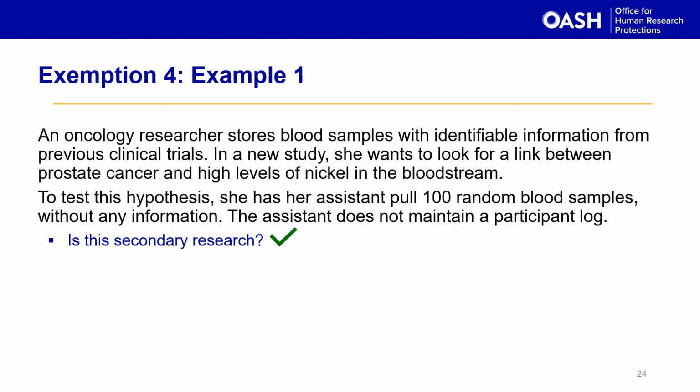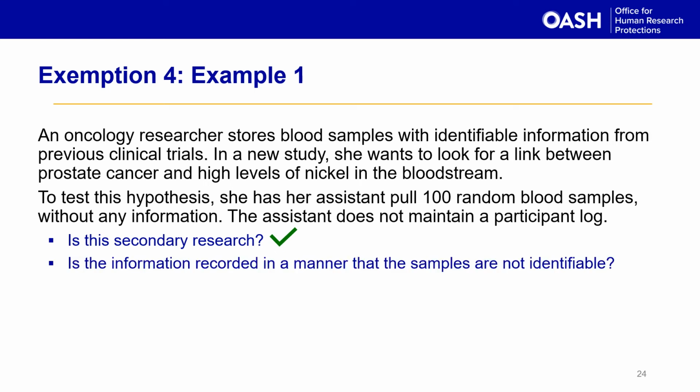Yes, the samples were originally collected for another purpose, a previous clinical trial. The researcher will not interact with any of the participants, let alone engage in an intervention like collecting new blood to test this theory. Now, is there a provision in Exemption 4 that would work? We can tell that the samples are not publicly available, but what about that second provision? Is the information from the samples recorded in such a way that the identity is not known or cannot be readily ascertained? Yes, the assistant provides only blood samples to the researcher without any information attached.